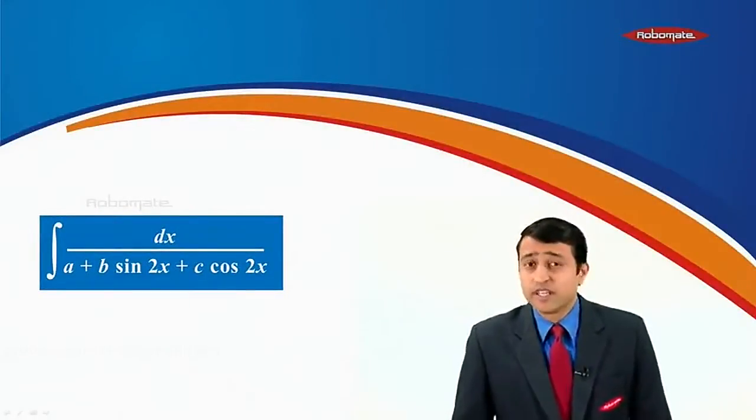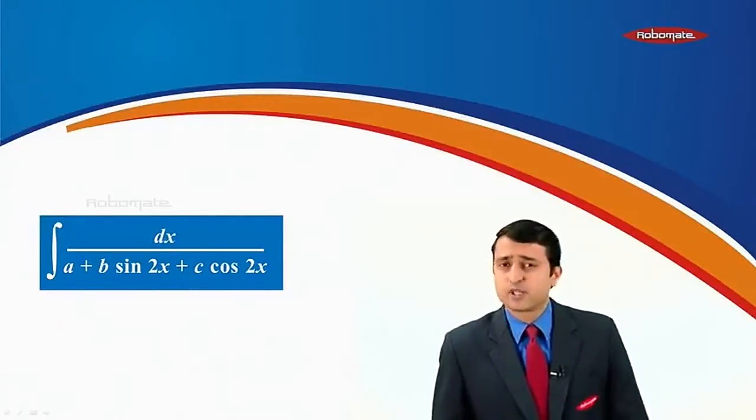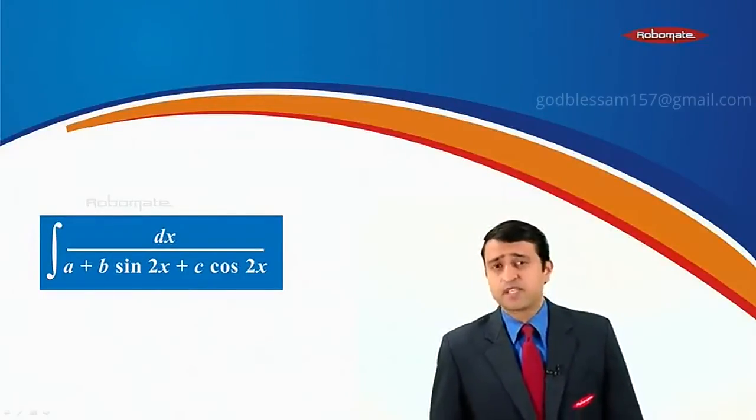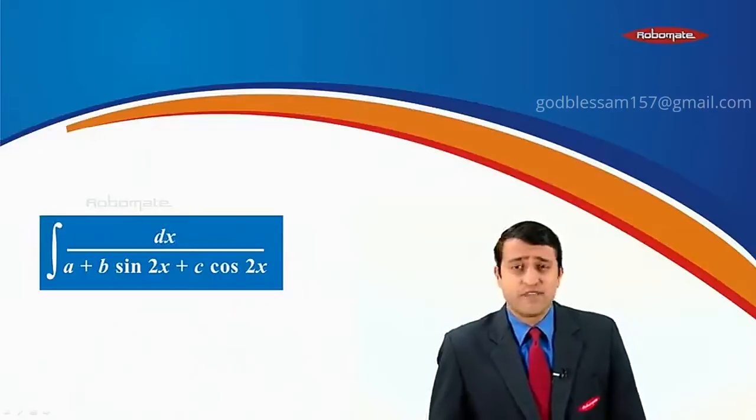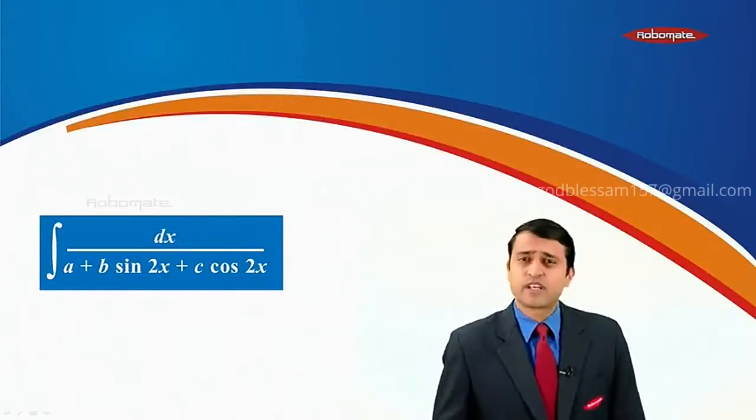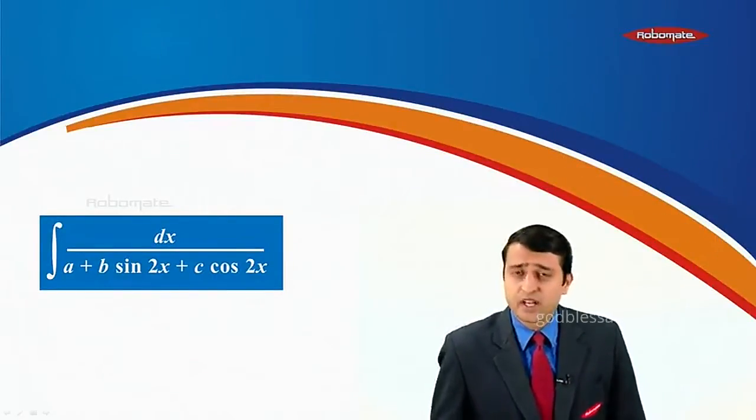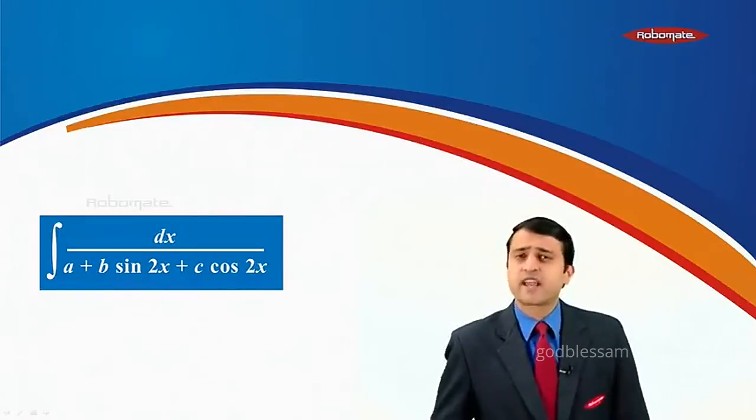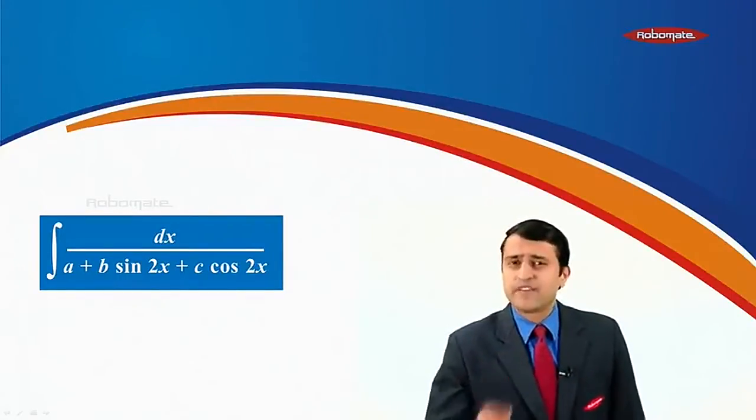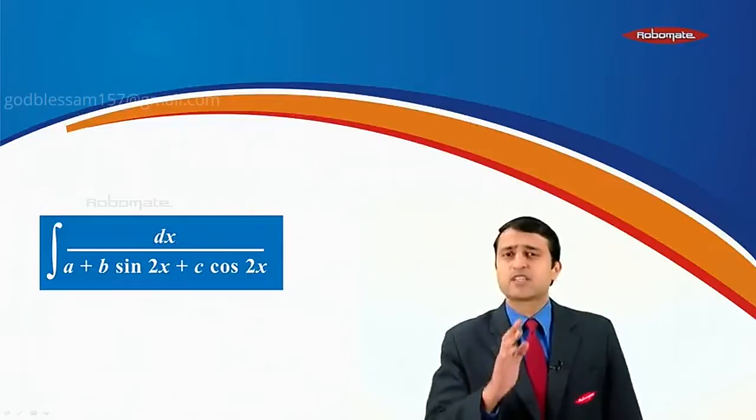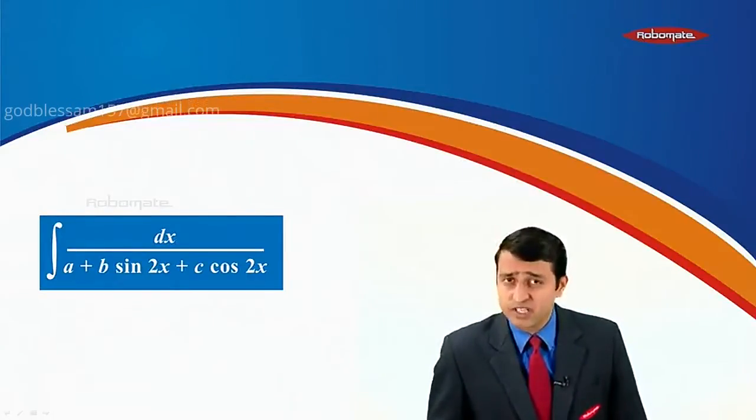Hello students, in this module we are going to see integrals of the form 1 upon a plus b sine 2x plus c cos 2x. We have already seen one type of this integral where the angle in the denominator was x. In this case the angle is 2x, and that's the only difference between the previous modules and this set of modules which we are going to discuss.